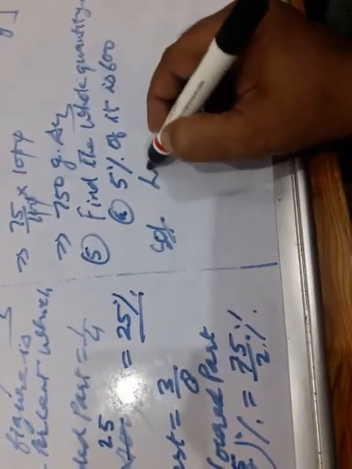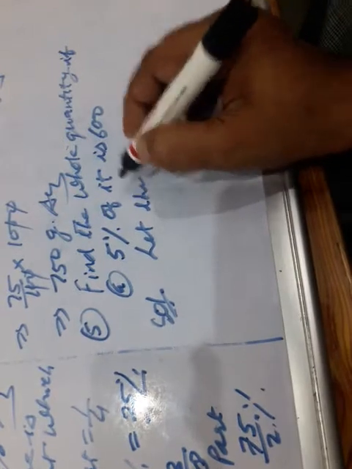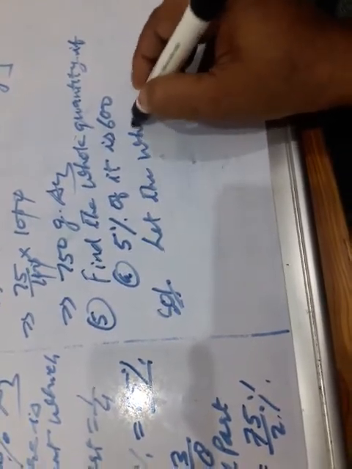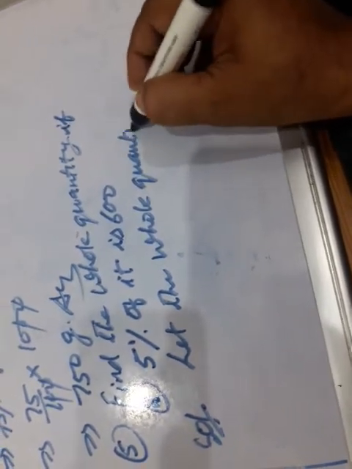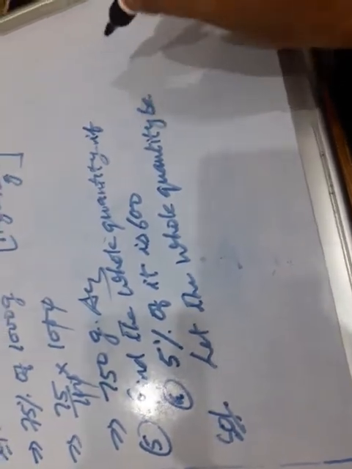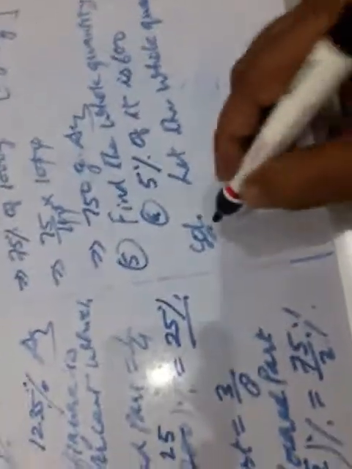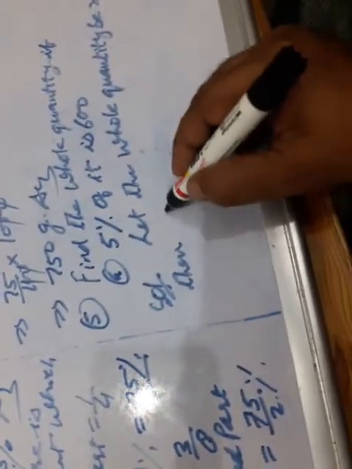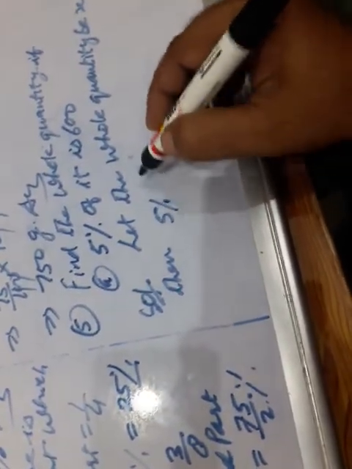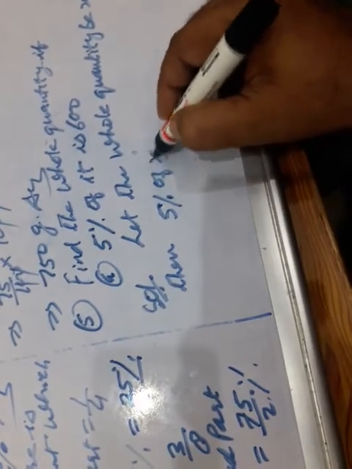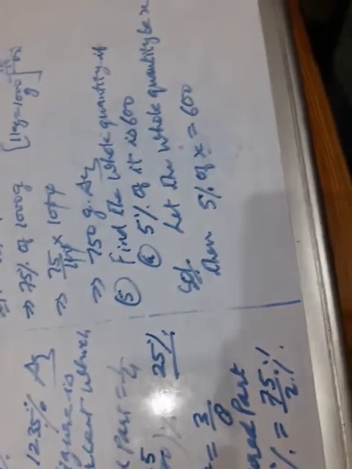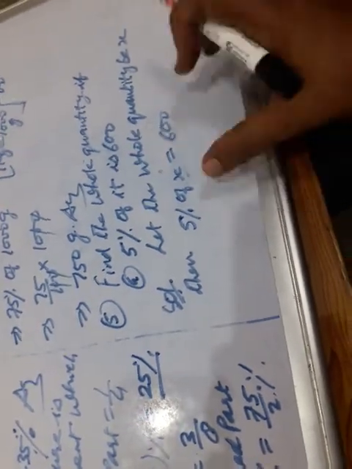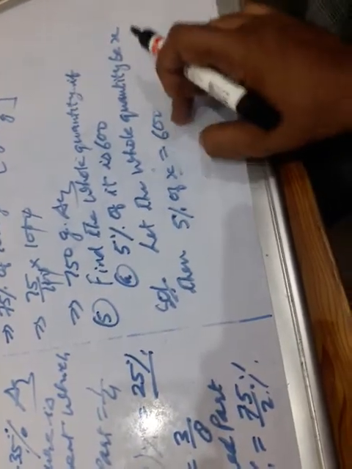Let the whole quantity be x. Then according to the question, 5% of x is 600. Clear? 5% of x means 5% of the total quantity, the whole quantity. Clear? That is x over here, that is equal to 600.